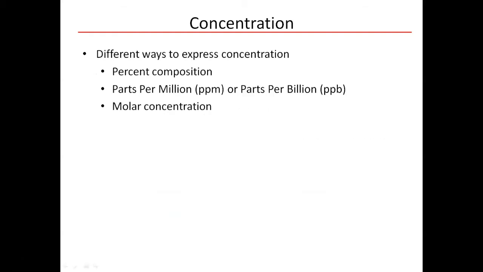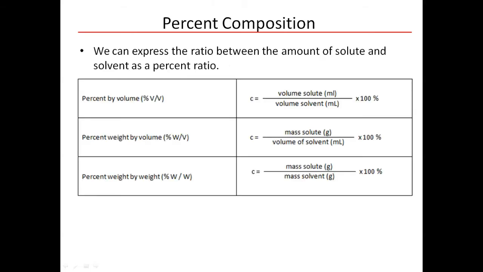Now, we have different ways of expressing this that we're going to look at. The first one is called percent composition. Then we have parts per million, parts per billion, or parts per trillion, for extremely low concentrations. And then finally, for chemistry, the one that we're really interested in, which is molar concentration.